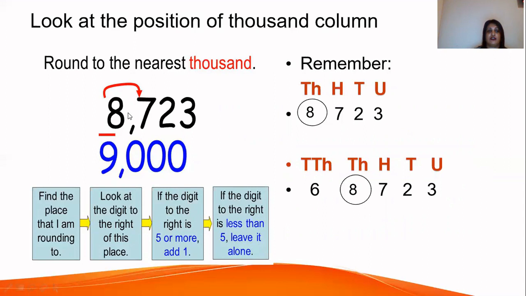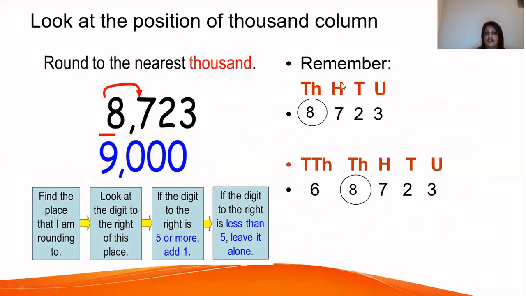Now, let's look at the position of the thousands in the thousands column. 8,723. Now, here again, 8. I've got 7 next to it. 7 is greater than 5, so 8 is going to change to 9. At the bottom, as you can see, 8 changed to 9, and the other 3 digits are replaced by 0. So if I round up 8,723 to the higher 1,000, it's going to be 9,000. Right? And again, the 7 is greater than 5, therefore we're rounding it up to 9,000.